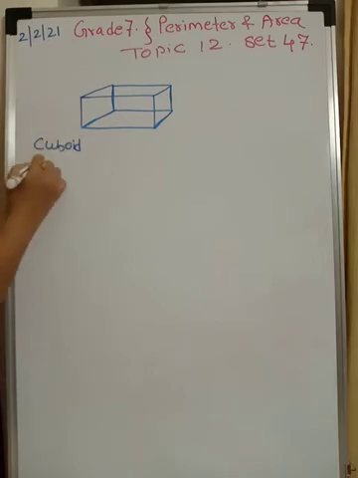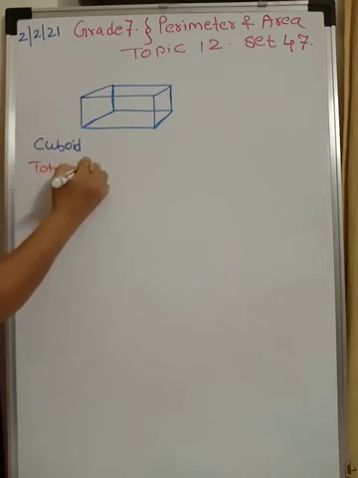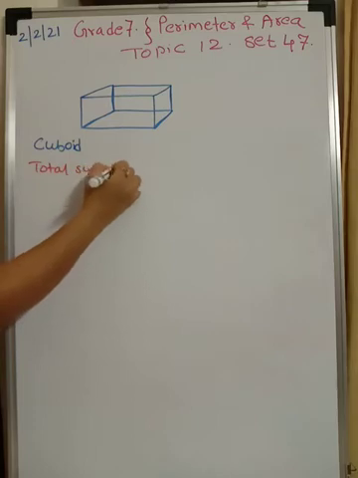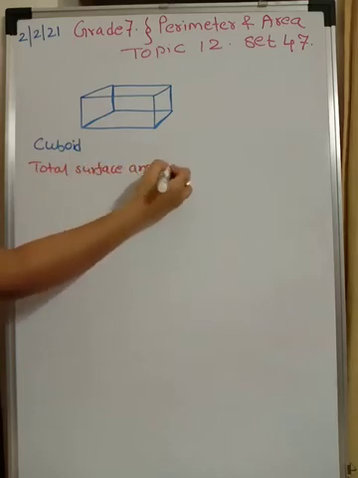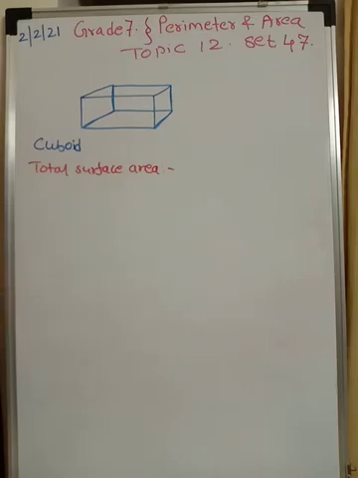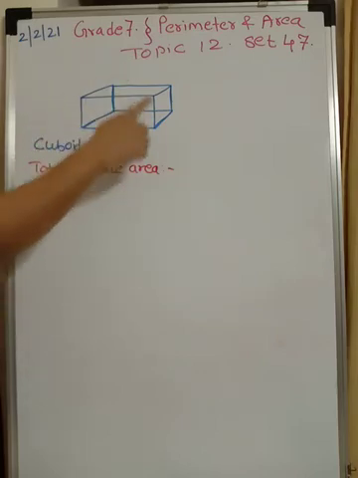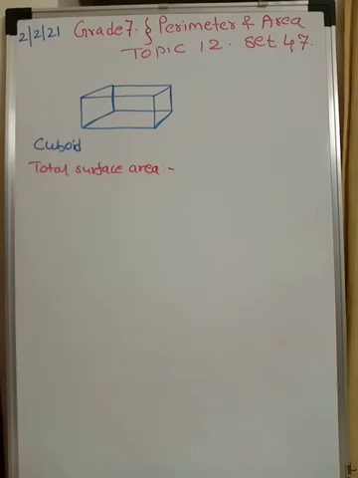So we are going to find total surface area. Let us derive the formula as we have done with the cube. Now this is a free hand diagram which I have drawn of a cuboid.